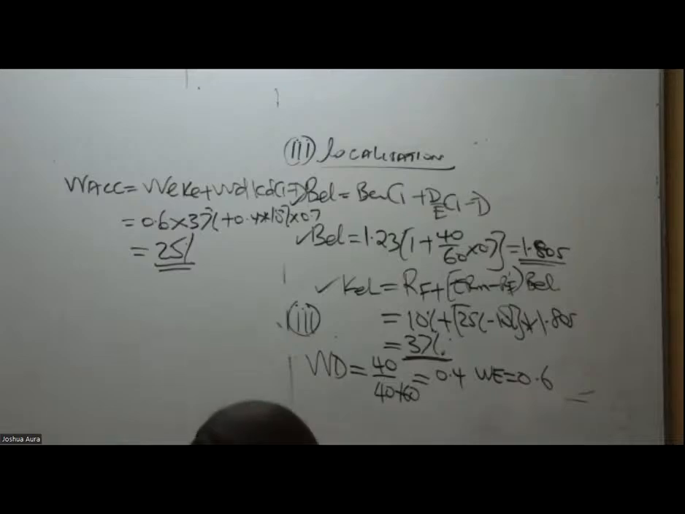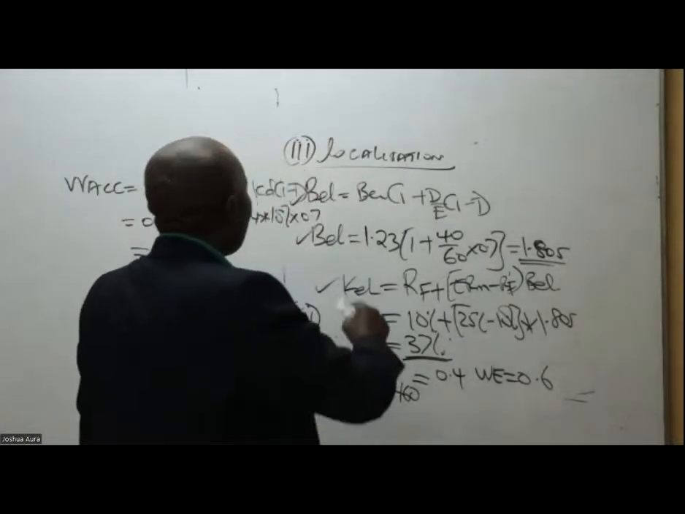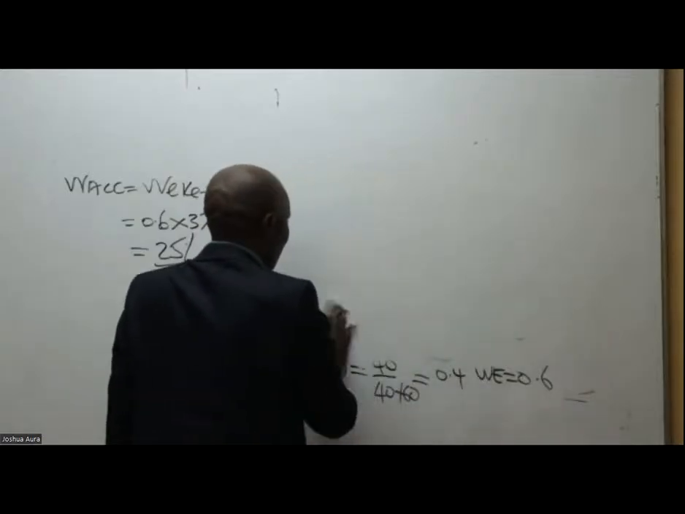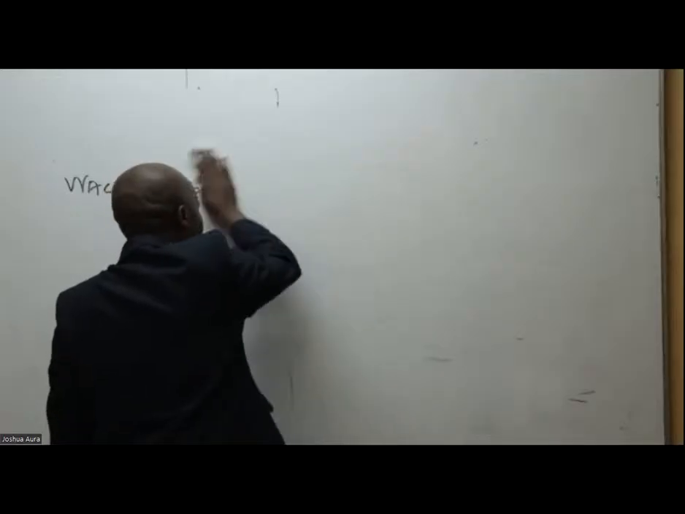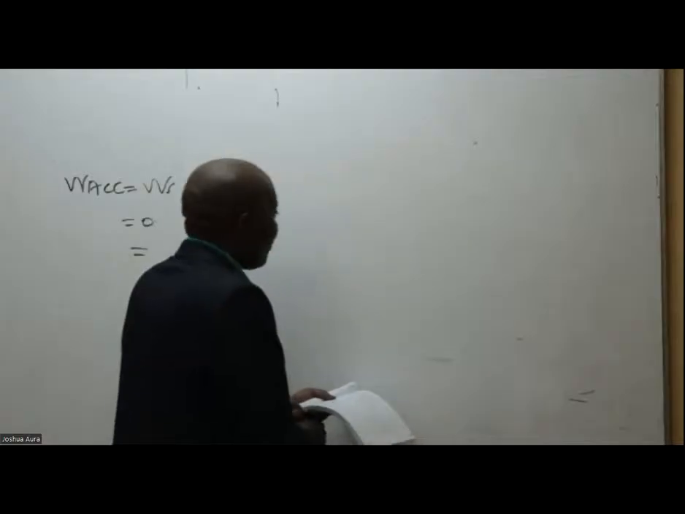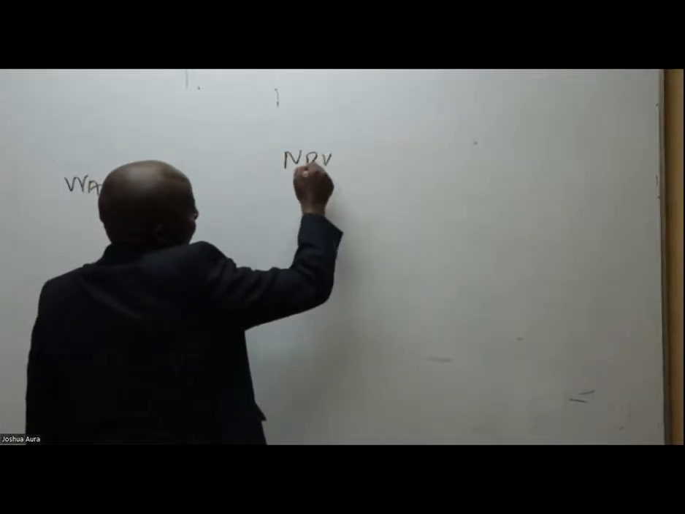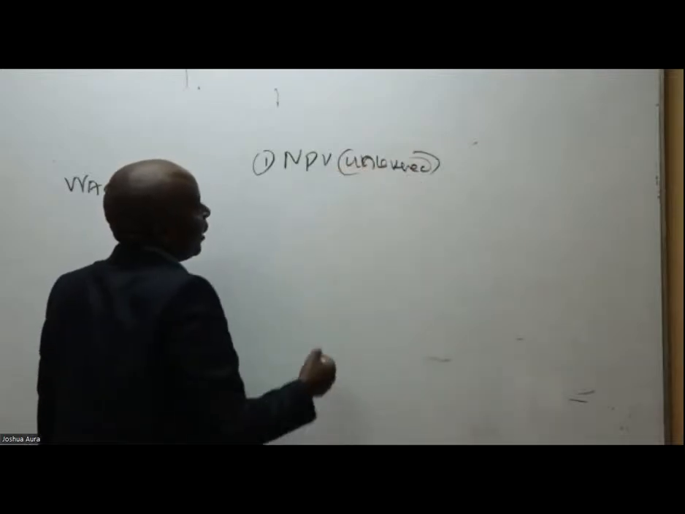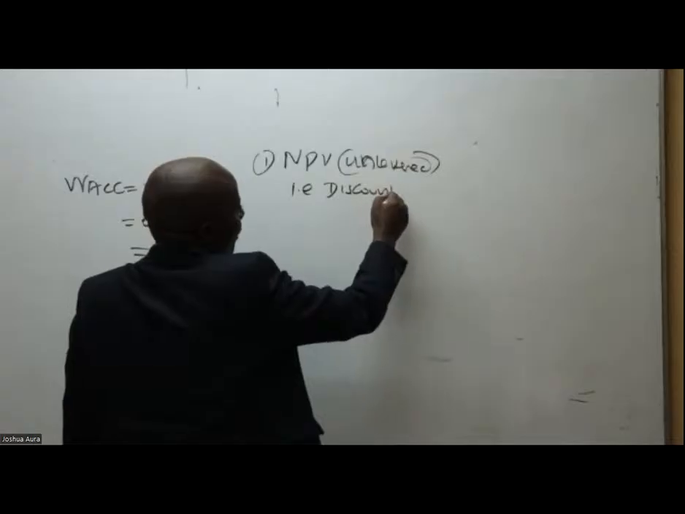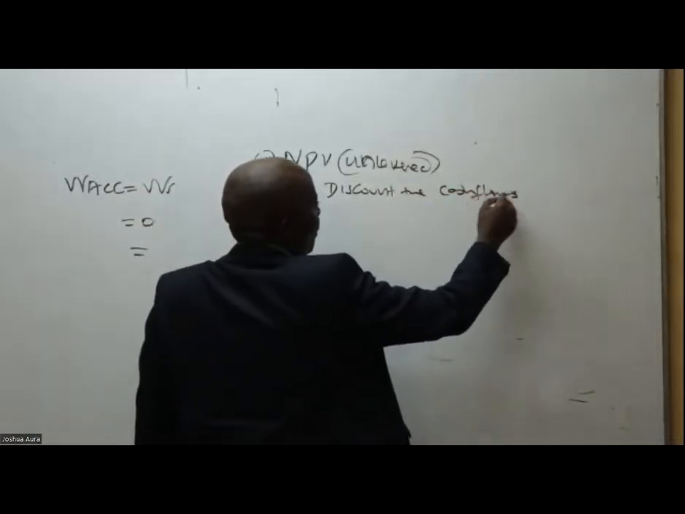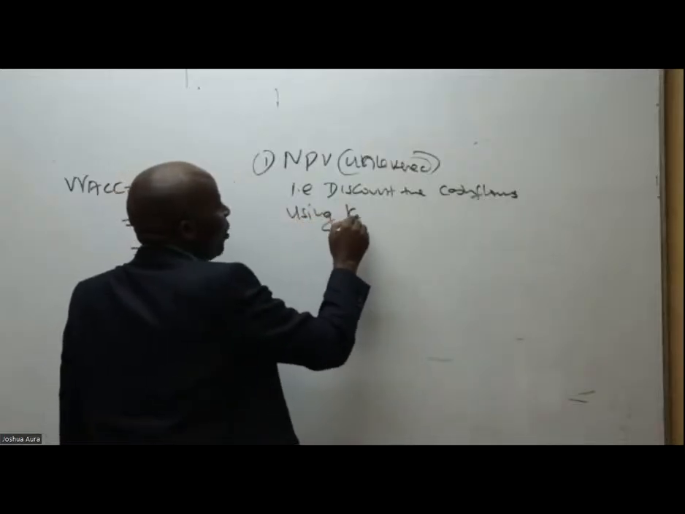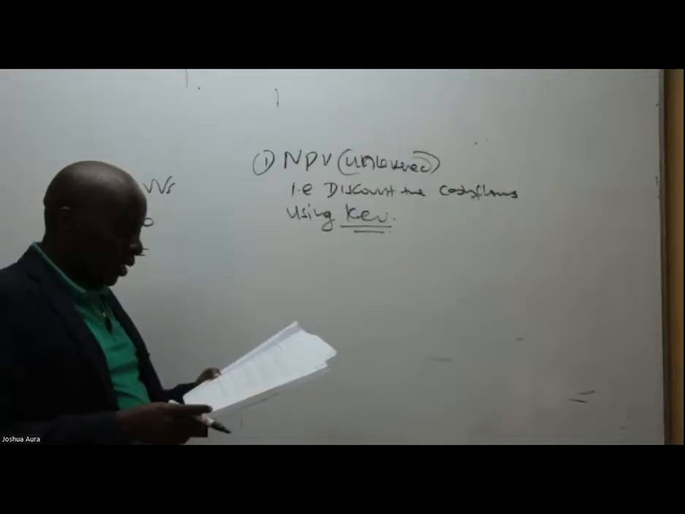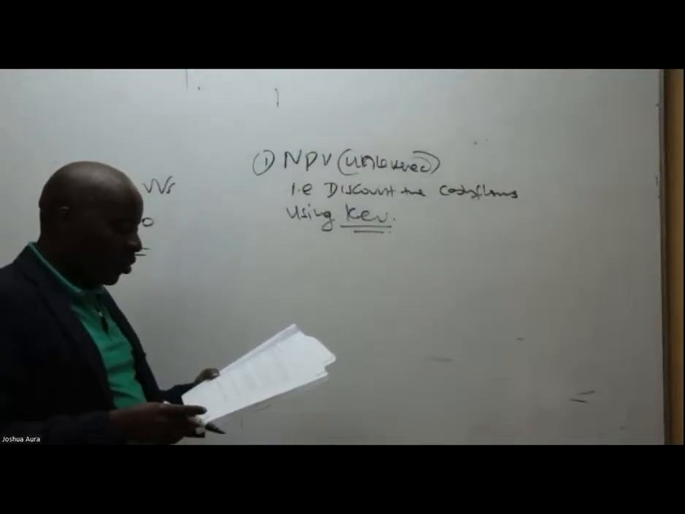Remember, ladies and gentlemen, the first step of APV, adjusted present value, is to give us NPV unlevered, i.e. discount the cash flows given using the cost of equity of the unlevered firm. So this really will not be a problem to me whatsoever.